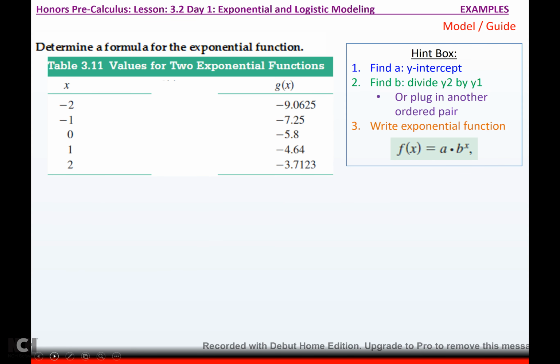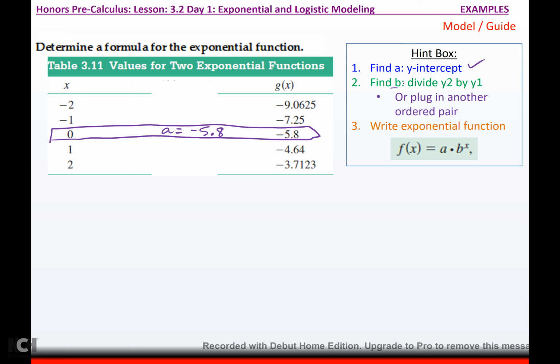All right, so now they're going to give me data, and they want me to find a formula for the exponential function. Well, your hint box says, one, find a, which is always your y-intercept. And you get a y-intercept when x is 0. So here's when x is 0. So that tells me that a equals negative 5.8.